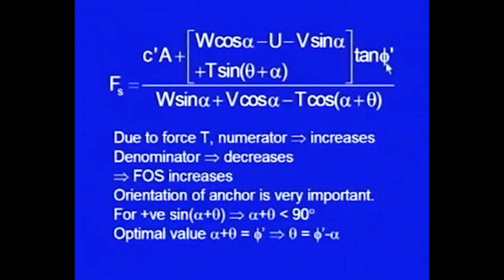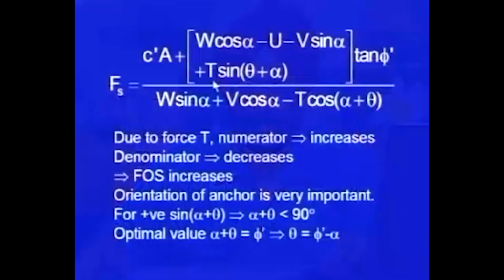Now, we can find out the factor of safety. Factor of safety is nothing but the available strength, the maximum strength which the sliding surface can offer. So, it will be C dash A plus this entire W cos alpha minus U minus V sin alpha plus T sin theta plus alpha times tan phi dash divided by the sliding force. So, it is W sin alpha plus V cos alpha minus T cos alpha plus theta. So, this is the final expression of the factor of safety.